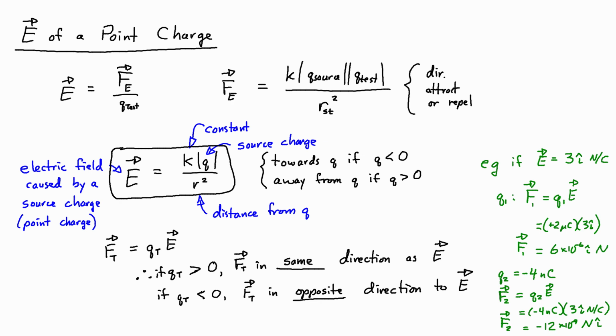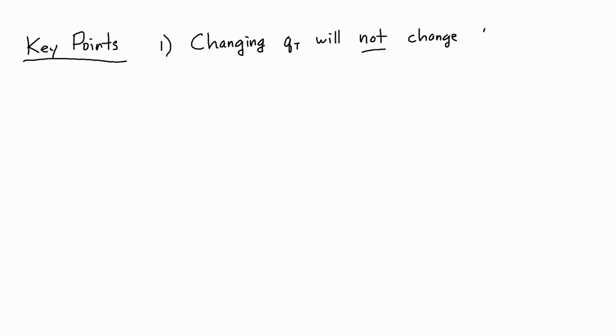Okay, so there are some key points to summarize about electric fields up to this point. The first one is that changing the test charge will not change the electric field. With the analogy to the gravitational field, that's like saying if I throw a ping pong ball versus a textbook, I don't know why you'd throw a textbook, maybe. Anyway, changing the test mass that I'm throwing does not change the gravitational field. And so for electricity, changing the test charge will not change the electric field.